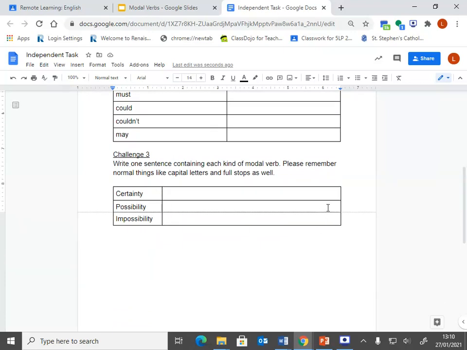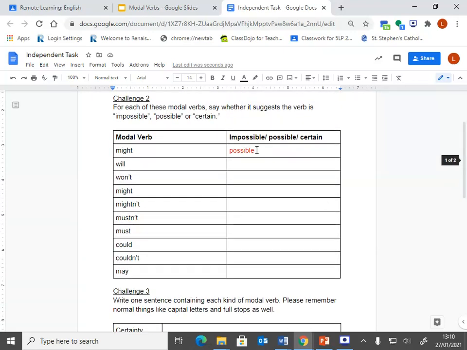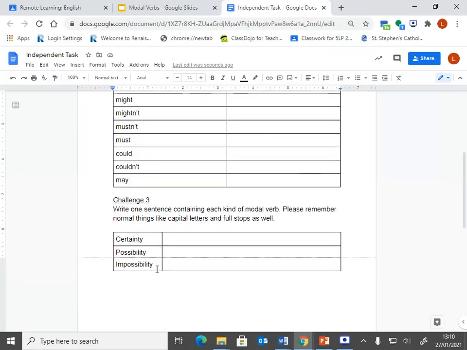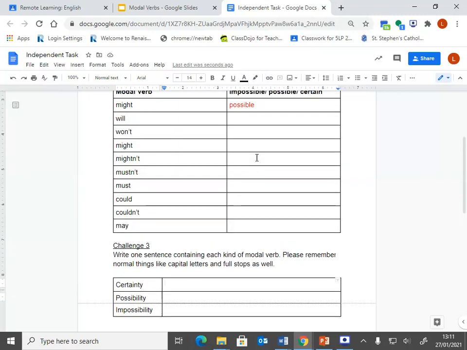For challenge 3, you need to pick one of the possible, and one of the certain modal verbs and use it in a sentence. The longer and more descriptive the sentence, the better. Please underline, highlight, or change the text colour of the modal verb you use. For example, in the example, Mr. Plumber will definitely win the match.